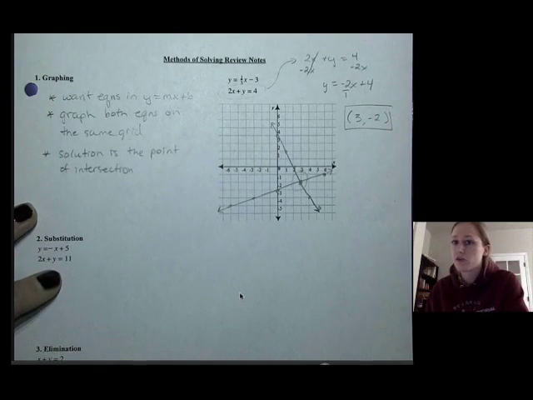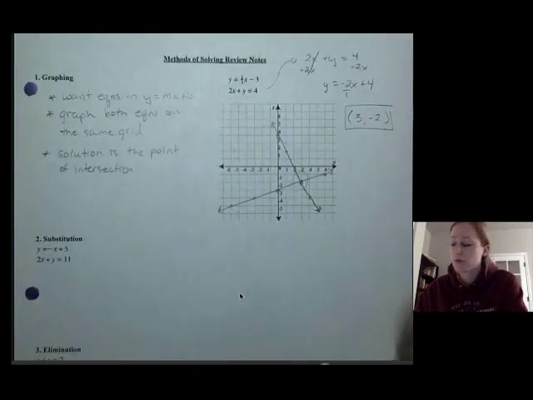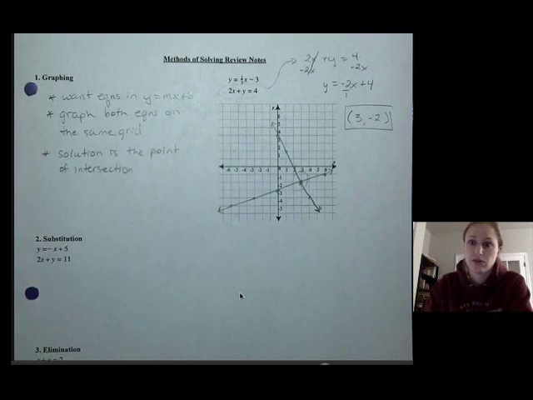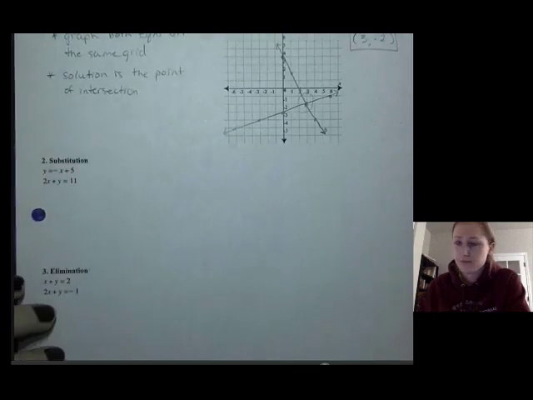Just graphing them isn't quite enough, you guys. Making sure you're actually identifying the point using an ordered pair is required to actually say what the solution is. Okay? All right, our next method here is substitution.